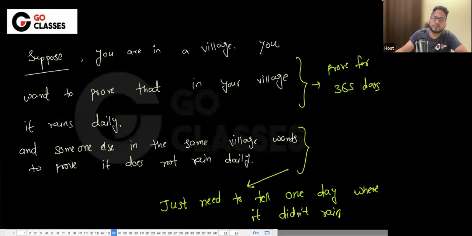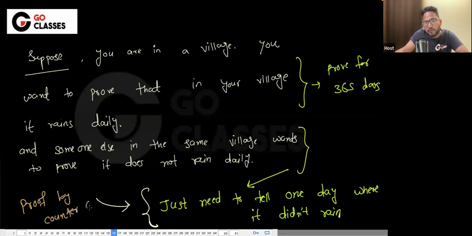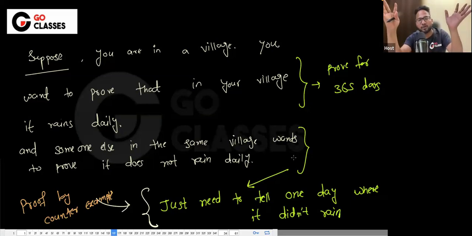Understood? So this kind of proof is called proof by counter example. This is called proof by counter example, which means that particular person can give just one counter example and destroy the whole argument, isn't it? So if you want to disprove something, you just need to give one counter example.